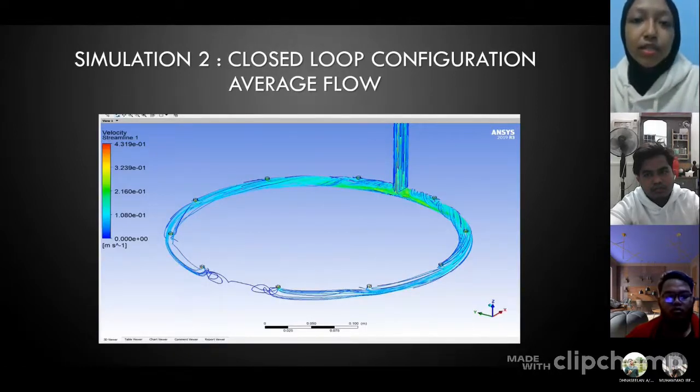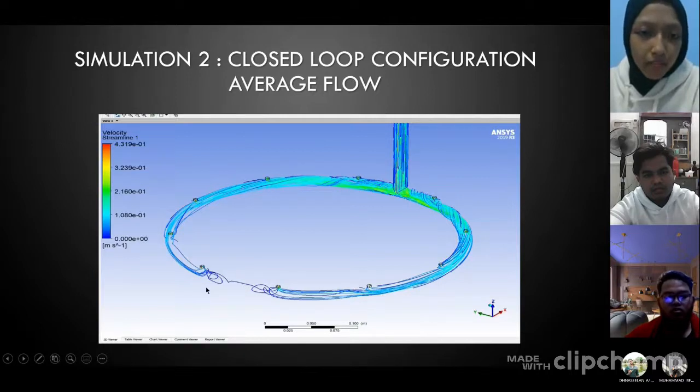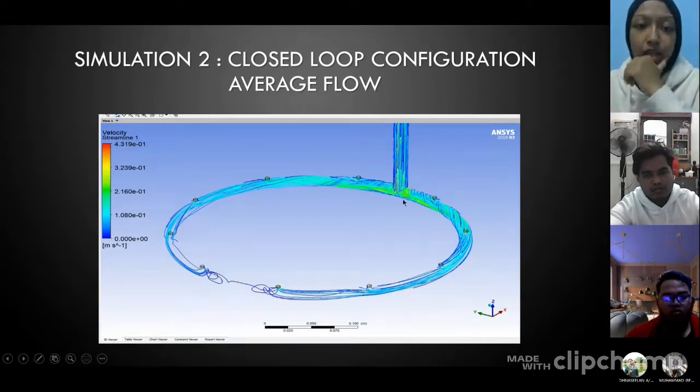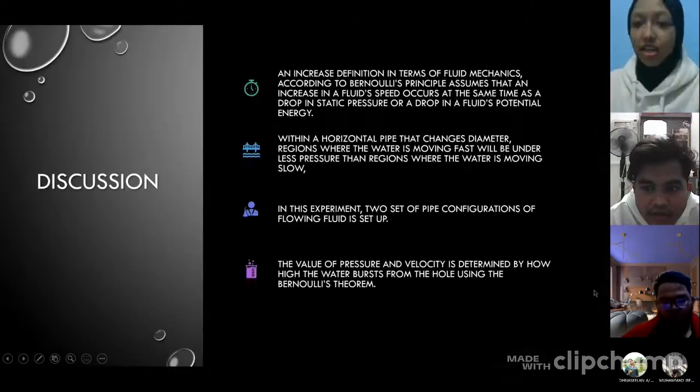The second one is closed loop configuration for the average flow, and as you can see at the end of the outlet, there is small movement of water flow compared to the inlet of the pipe.